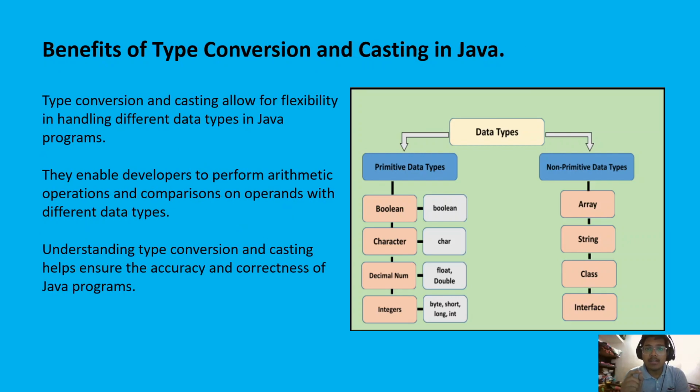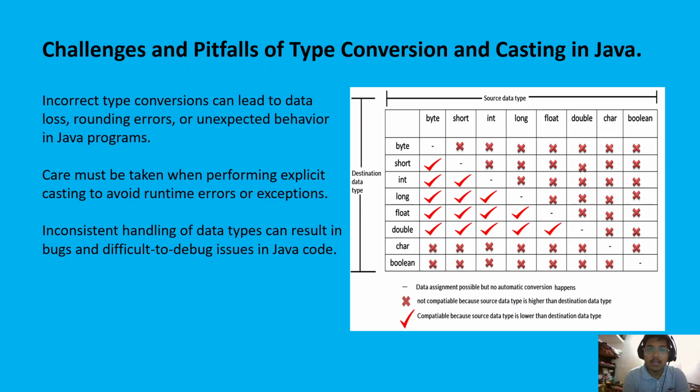The benefit of type conversion and casting in Java is that it allows flexibility in handling different data types in a Java program. It enables developers to perform arithmetic operations and comparison of operands with different data types. Understanding type conversion and casting helps ensure the accuracy and correctness of the code.